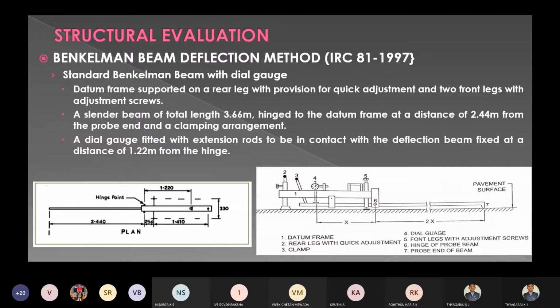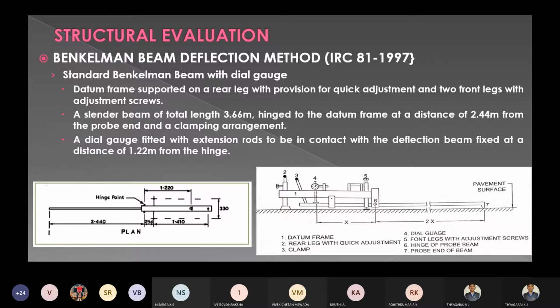Okay. So in the last class we discussed this Benkelman beam study. Here we have seen what apparatus we require for conducting the Benkelman beam study. That is a standard Benkelman beam with the dial gauge we require. So a frame of length 3.66 meter will be there.